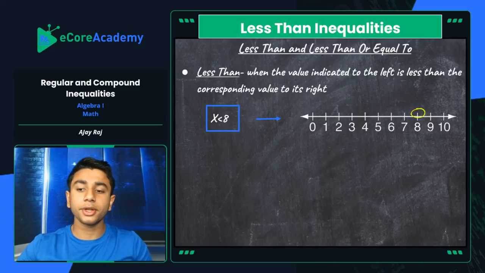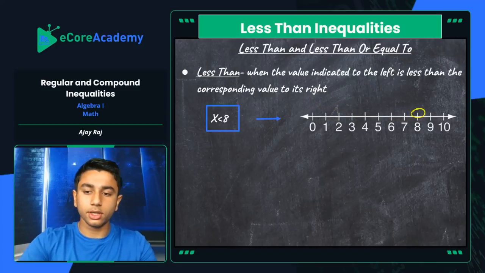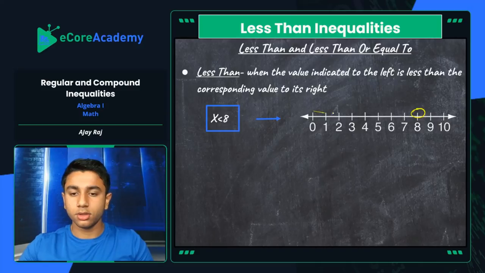The reason why we're putting an open circle around 8 is we're showing that it's not including 8, but it's everything less than 8. So we'll start to draw that line going towards the left. It's going in an infinite manner. So it's going infinitely towards the left, just like that.